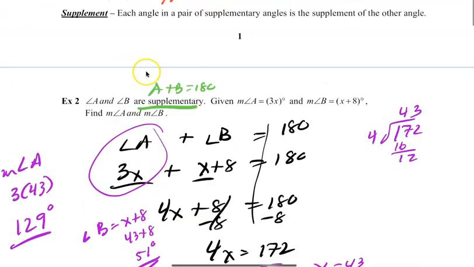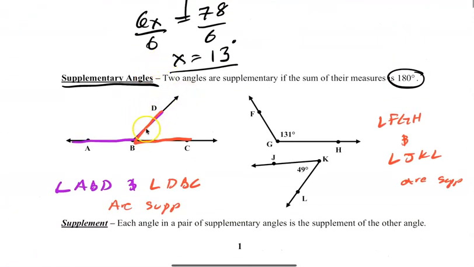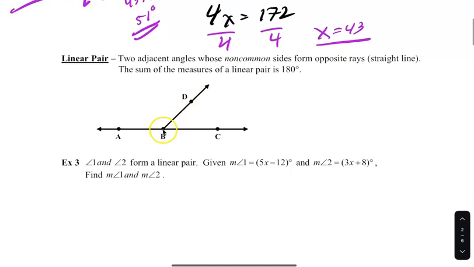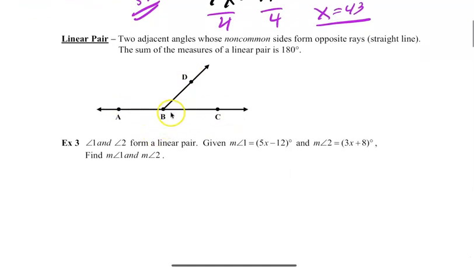So over here, the common side was BD. That was the common side. That's the share. Like you can see, there's purple and red, right? That's the common side. So all they're saying is that the non-common sides make a straight line. That's called a linear pair. That's all that is.